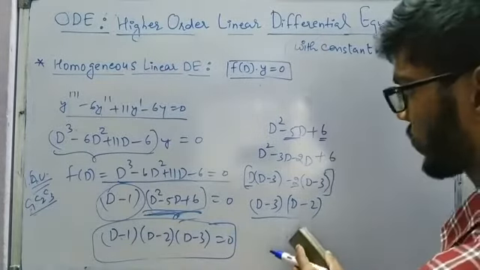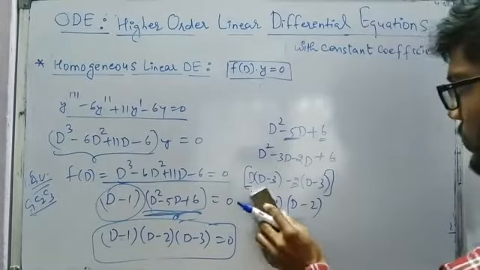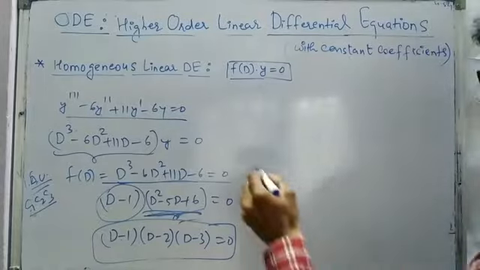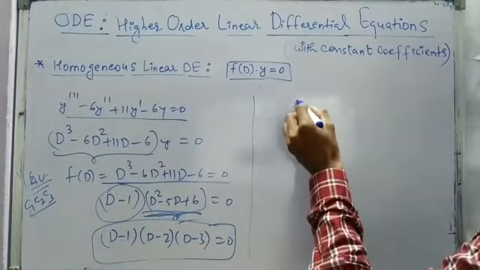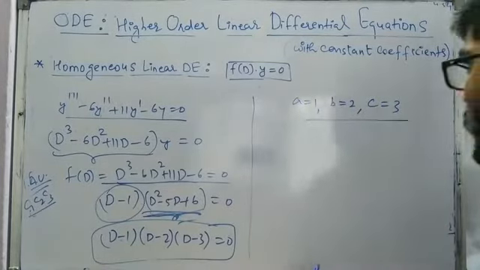So if you are not comfortable with this also, you can make use of the formula minus b plus minus under root b square minus 4ac. So whatever is convenient for yourself. So now we have the roots as a is equal to 1, b is equal to 2 and c is equal to 3. So this is as simple as the first case.